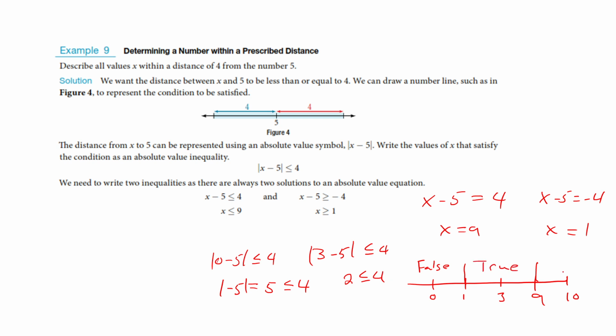And then lastly, I'm going to pick 10. So I'm not going to show my work, but I'd have 10 minus 5 is 5. And so the absolute value, that's still 5. Is 5 less than or equal to 4? No, it's not. So this is false.